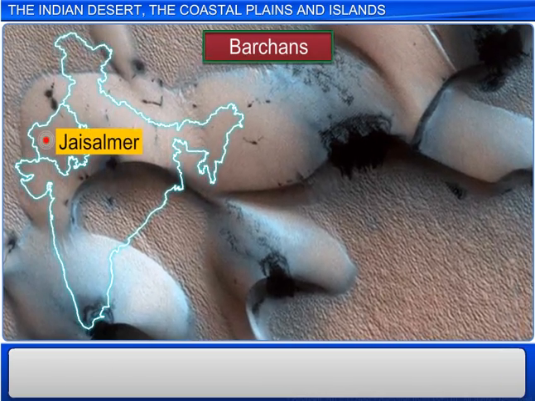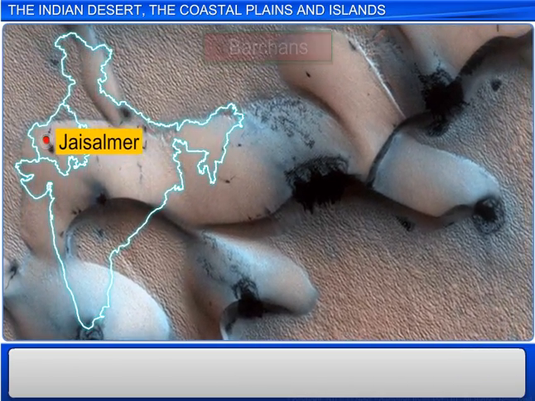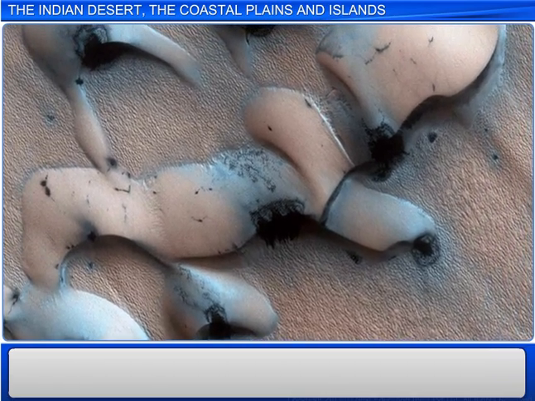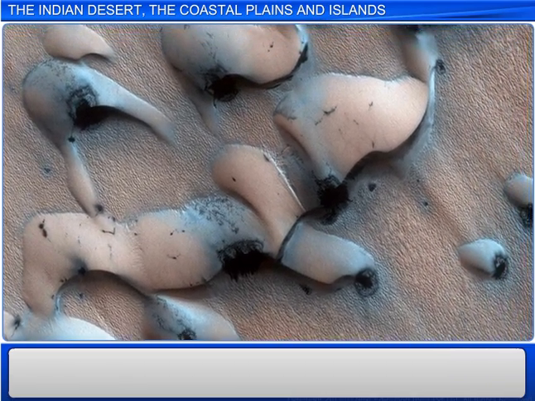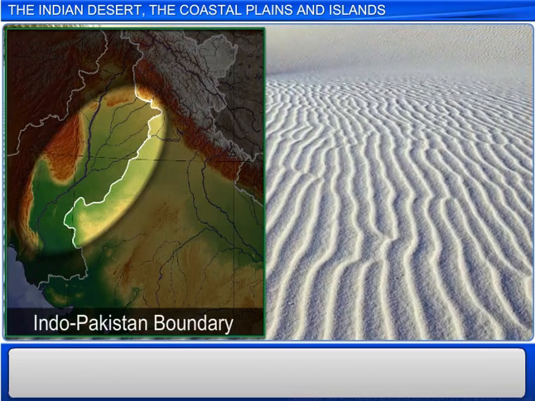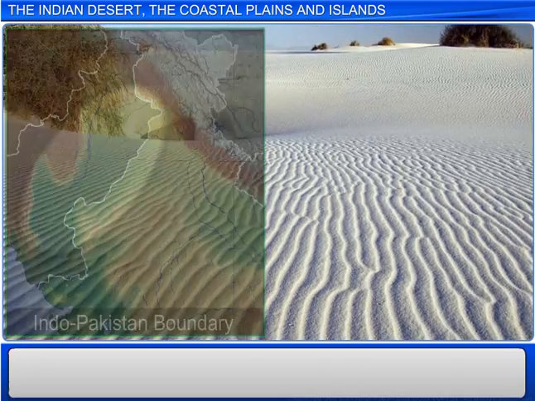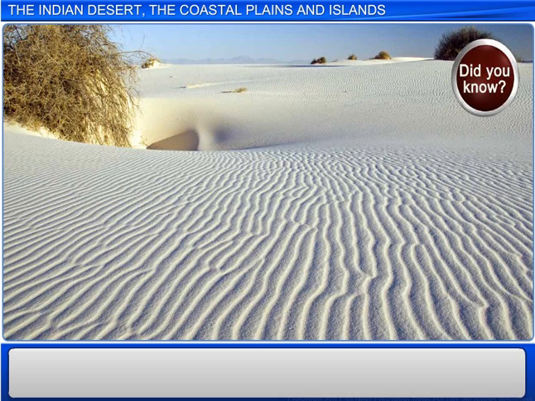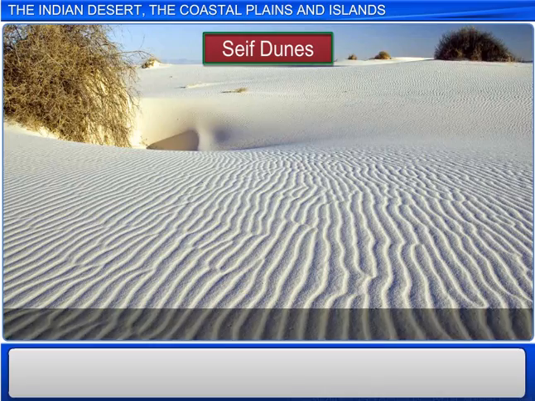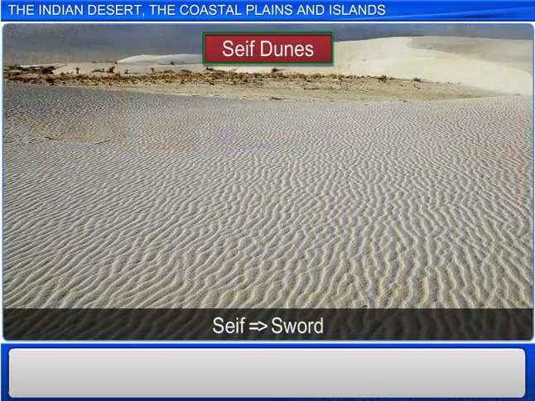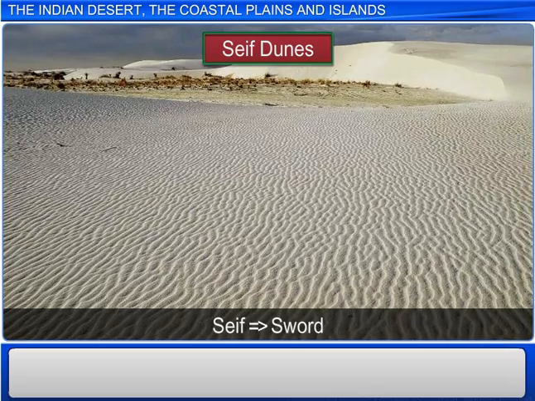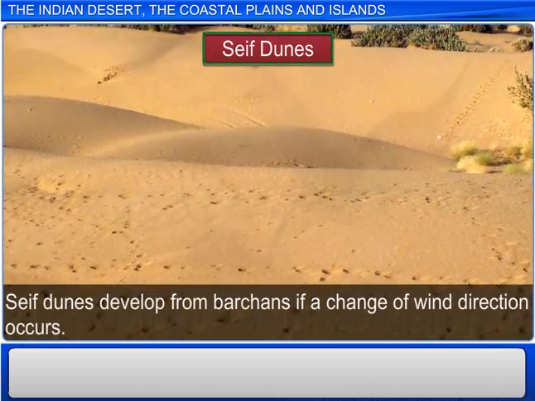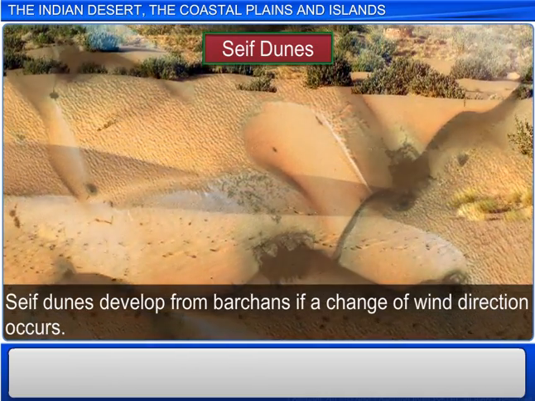If you go to Jaisalmer in Rajasthan, you will be able to see a lot of barkhans. However, as you go near the Indo-Pakistan boundary, you will see a predominance of longitudinal dunes. Did you know? Longitudinal dunes, also called Seif Dunes, after the Arabic word for sword, elongate parallel to the prevailing wind. Seif Dunes are thought to develop from barkhans if the direction of the wind changes.